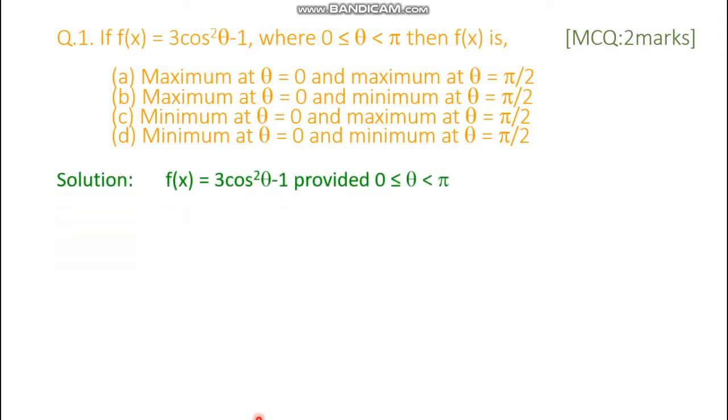Let's calculate. f(x) equals 3 cos square theta minus 1, where theta has a range greater than or equal to 0 and less than pi. So what is the first derivative? The first differentiation with respect to theta of 3 cos square theta minus 1 would give the result minus 6 cos theta sin theta.